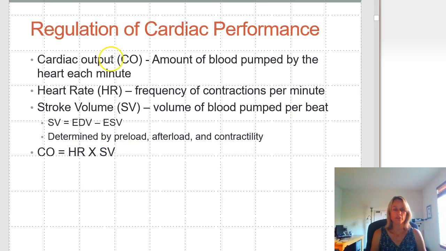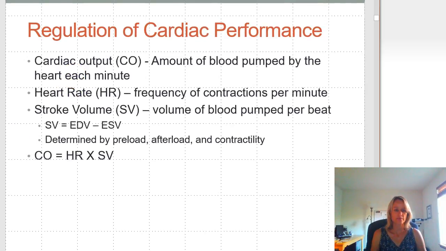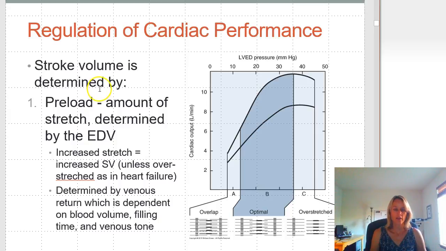Okay, you'll also want to review cardiac output and the factors that affect cardiac output: heart rate and stroke volume. Stroke volume is going to be determined by three factors: preload, contractility, and afterload. Preload is determined by the amount of stretch on the ventricular muscle, which is going to be determined by the end diastolic volume, or how much filling occurs.